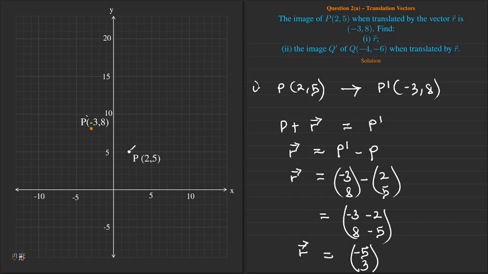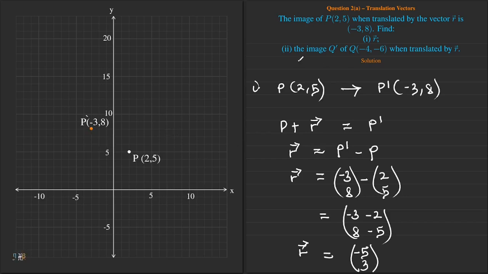Now, by how many points has it moved to the left? So we have 1, 2, 3, 4, 5. And then by how many points has it moved upwards? 1, 2, 3. You see, and that is what we got over here. 5 points to the left, 3 points upwards.